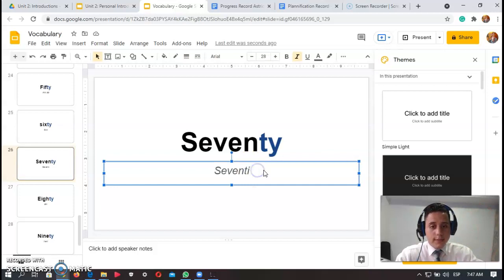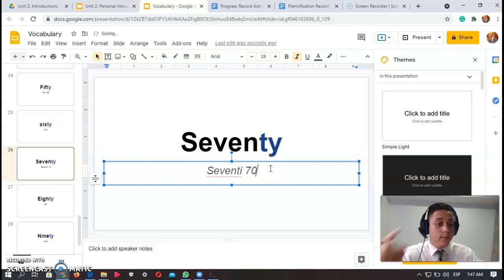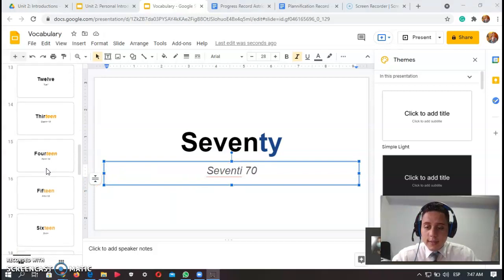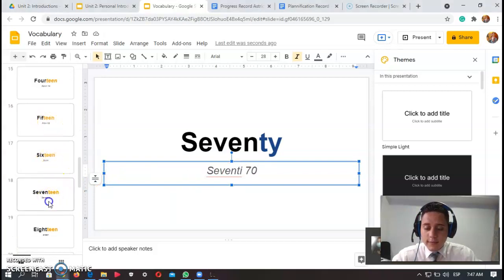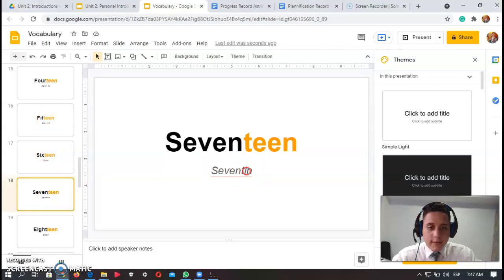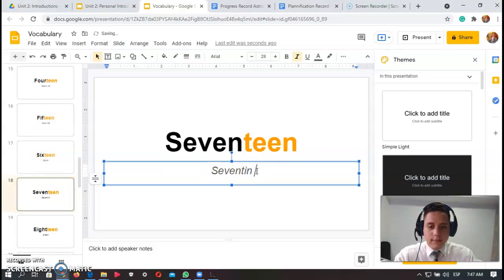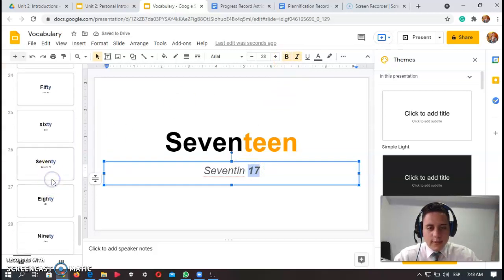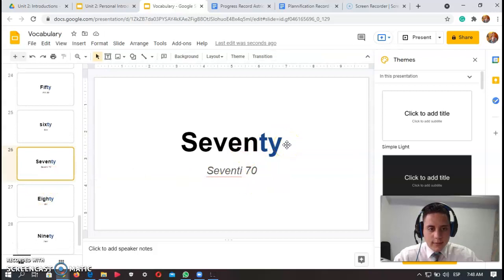This number is 70. Right here. 70. Remember, it is not 17. 17. This is 17. I'm sorry, no. 17. 17 and 70. Two different numbers.